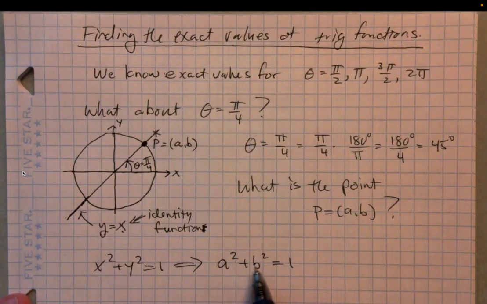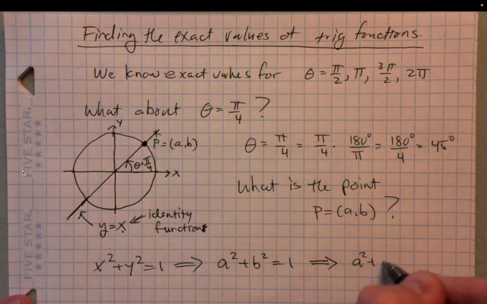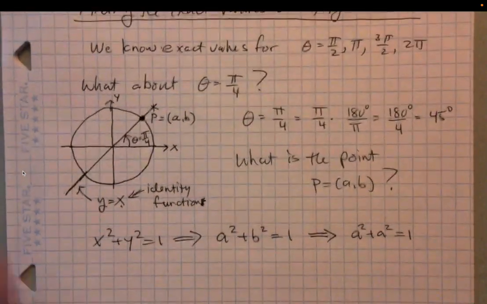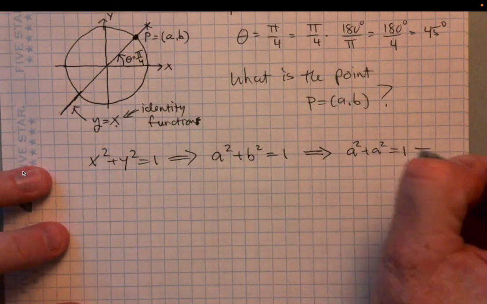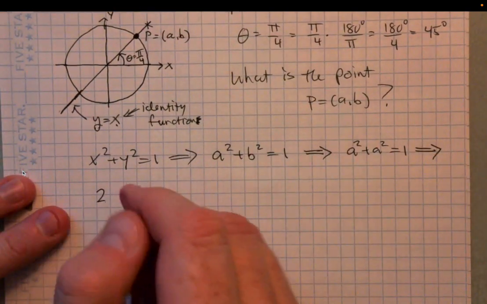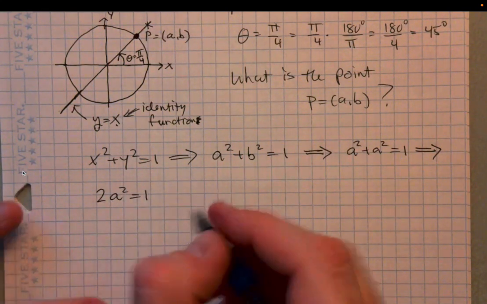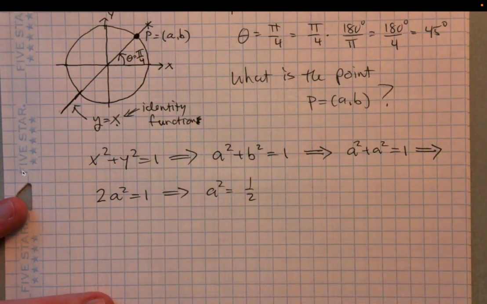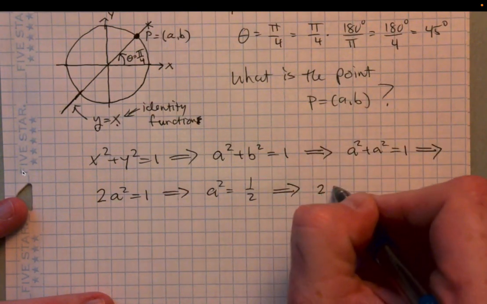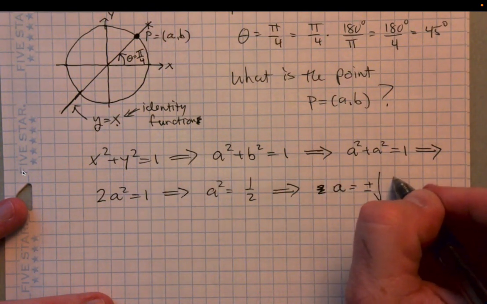So instead of writing A squared plus B squared equals 1, I could just as well write A squared plus A squared equals 1, couldn't I? I could do that. And so what does that mean? Well, it means that 2 times A squared is equal to 1. That's just doing some algebra. That means that A squared is equal to 1/2, and that means that, taking the square root, A is equal to plus or minus the square root of 1/2.